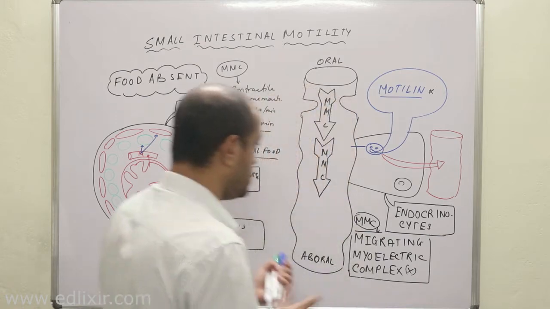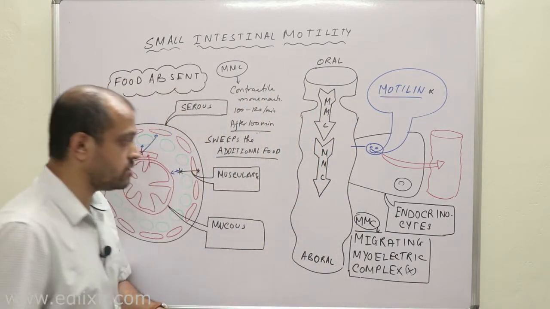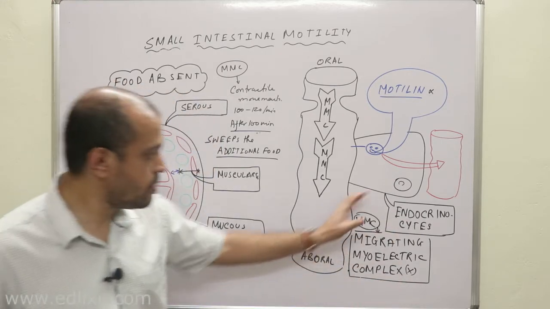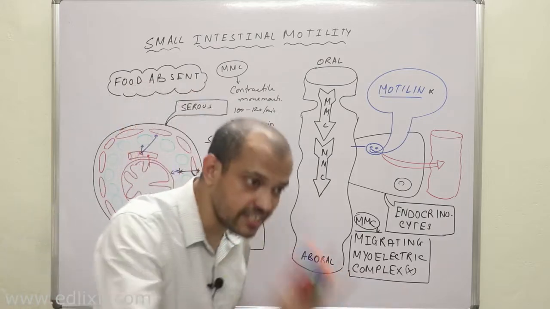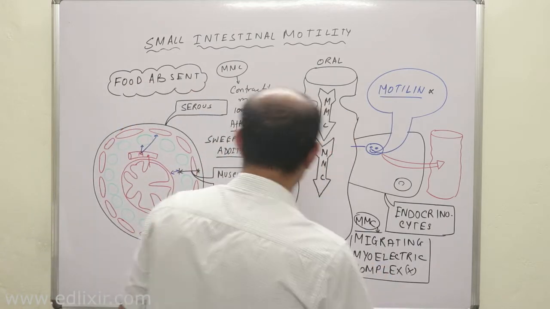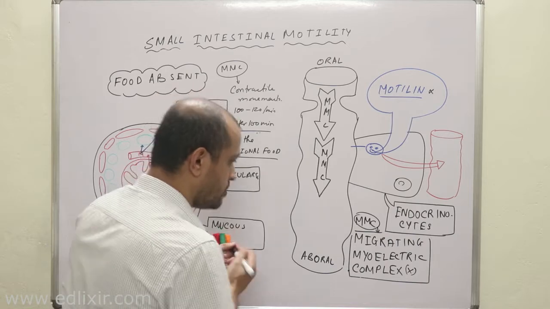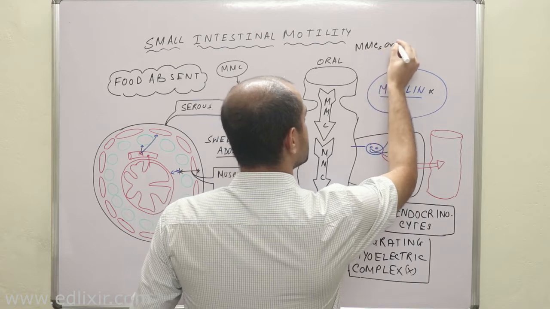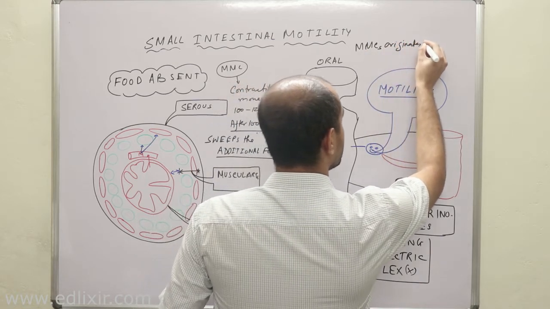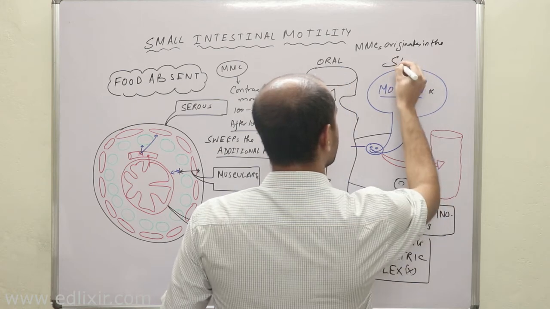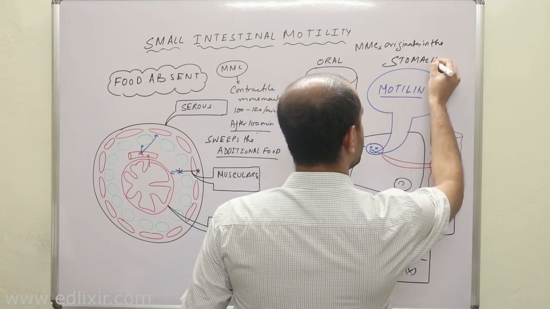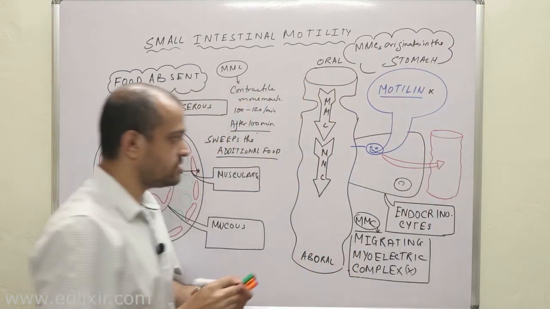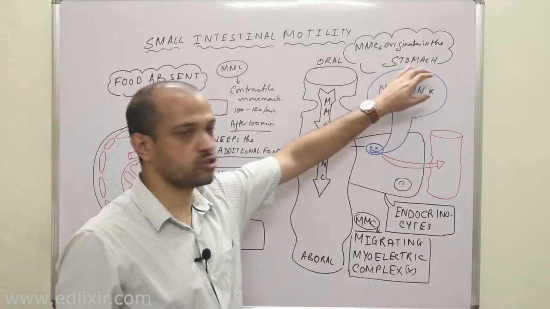Now listen, an important point you need to understand is this: migrating myoelectric complex originates, listen with all your attention, in the stomach. MMCs originate in the stomach. A very, very important point you need to understand. It originates in the stomach. That is, you should understand the role of motilin in stomach motility.